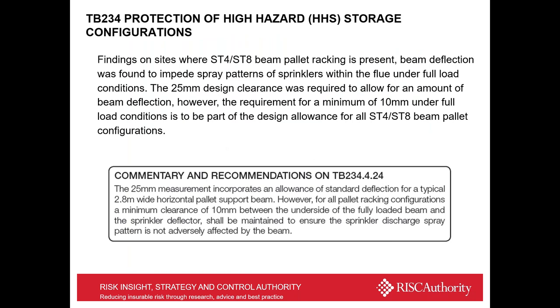TB234, so this is where we've modified the technical bulletins and given a little bit more information. With regards to this first one, this is confirmation that when a storage beam in standard racking is fully loaded, the deflector shall be a minimum of 10 millimeters below, to provide spray clearance. So the 25 mil design clearance was allowed to allow for an element of beam deflection. However, following many site surveys conducted by both the FPA when they're doing independent inspections and insurers doing their inspections, the beam deflection is normally lower than this and it blocks the spray pattern of the sprinkler. So within the 25 mil design allowance, it's now important for the design engineer to understand the weight loadings, work out the beam deflection and ensure that 10 mil clearance below the beam is allowed for the sprinkler deflector to provide adequate spray to cover the stock below.